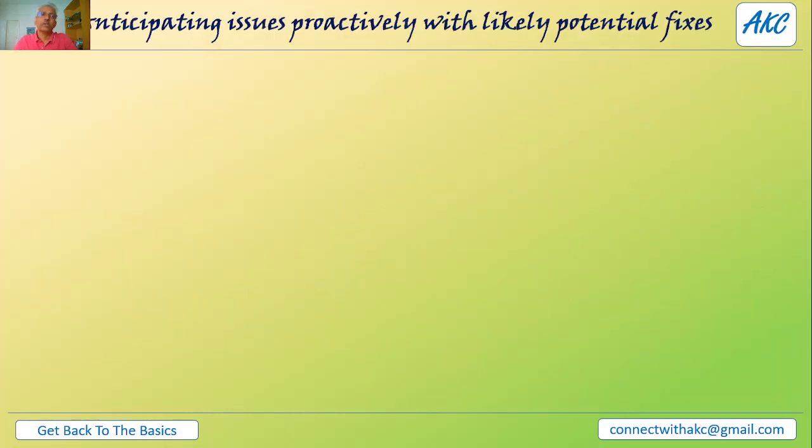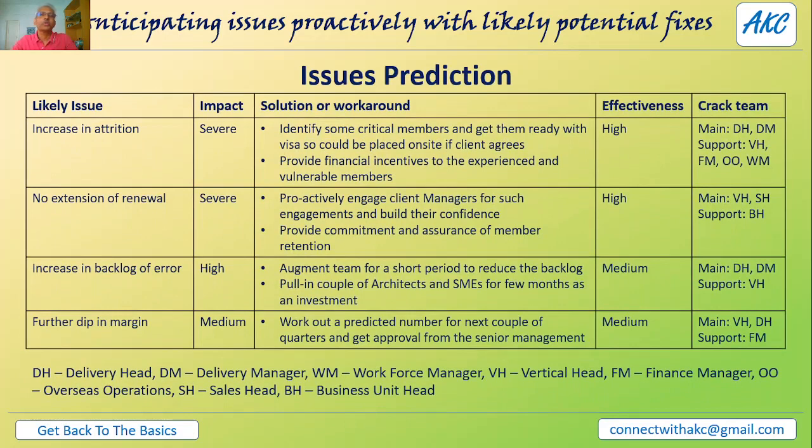Another thing which we looked at is anticipating issues proactively, with likely potential fixes. While we have done all of the actions taken, we also wanted to anticipate, if something goes wrong, how we can handle it. So we came up with something called the issue predictor. The team got together, we worked together, and we debated and came up with a big list. What you are seeing here is a smaller list from that, because there were multiple different points which came up, and from those we picked some key ones.